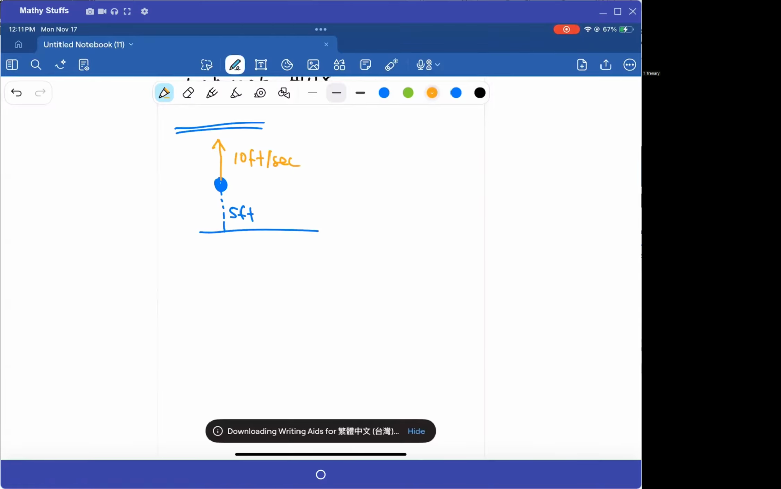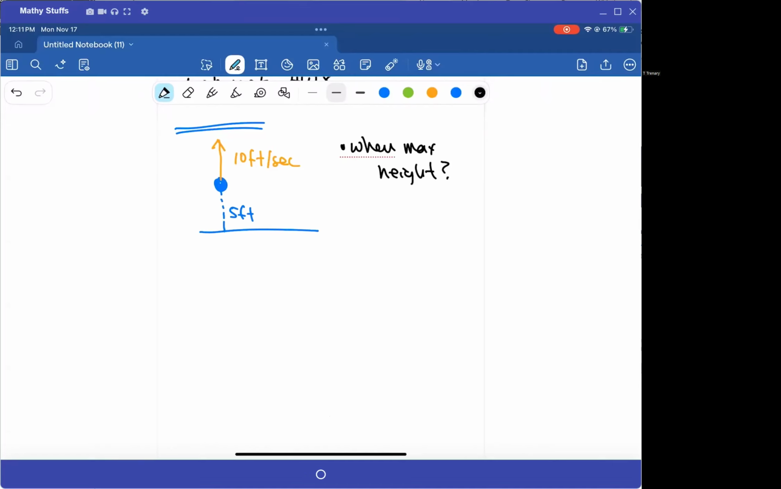We have a couple of questions, actually. When does it reach max height before it starts coming down? What is that height? And then lastly, when does it hit the ground? So how long is it in flight?